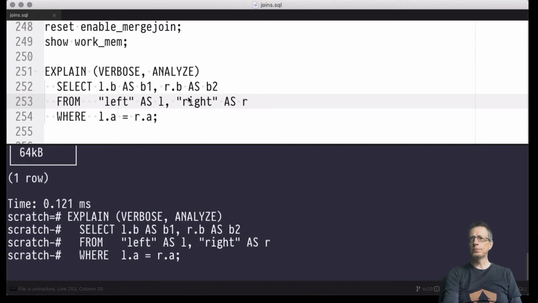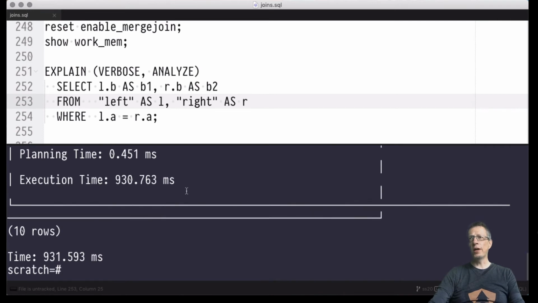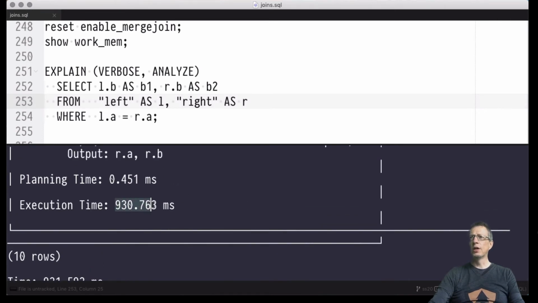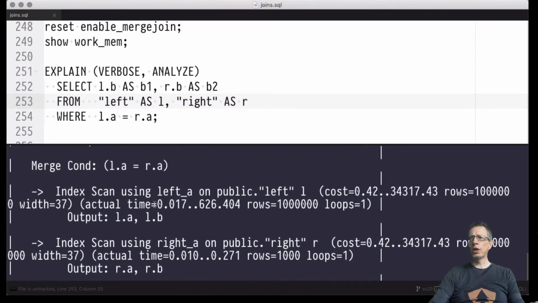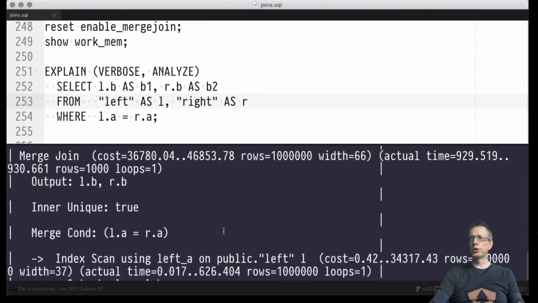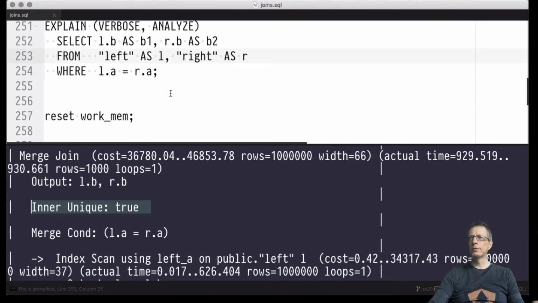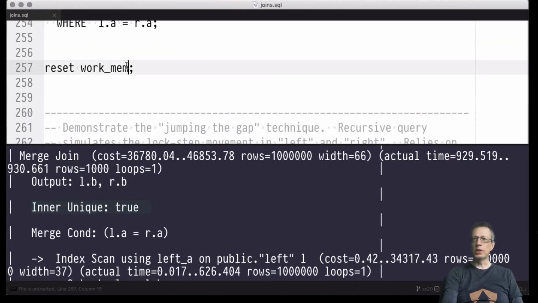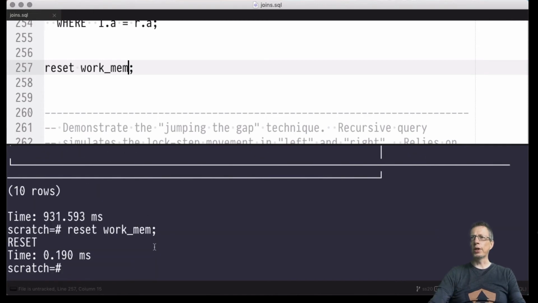Let's see. Oh yeah, that went quicker, less than a second. Perfect. And indeed, the system can do with really little memory in a merge join that needs no rescanning, because the left-hand side or the inner, as annotated here, is unique. Perfect. Okay, back to a sensible amount of working memory.